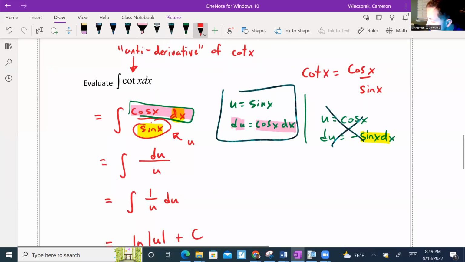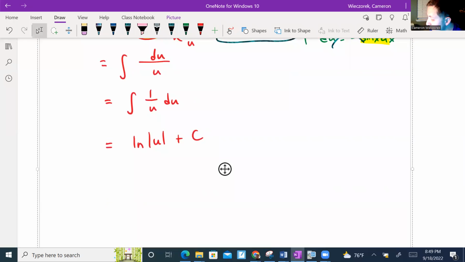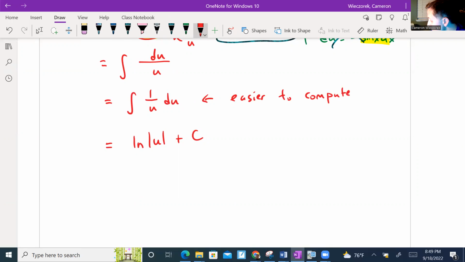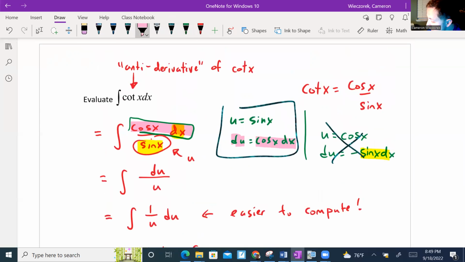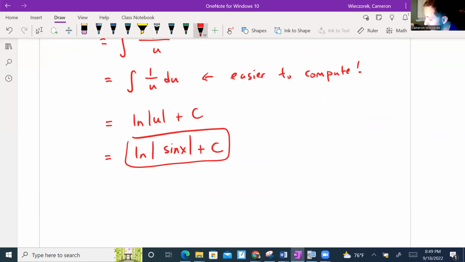Again, a lot easier than having to integrate cotan directly. We've used this U-substitution that hopefully makes it a little bit more obvious that this is a lot easier to compute. Please make sure the original problem started with the variable x, which means that when you're done with the problem, you have to put everything back in terms of x. Since u was equal to sine x, all I'm going to do is replace u with sine x. Now I've got the problem back in terms of x. Now I'm done. Natural log of the absolute value of sine x plus a constant.